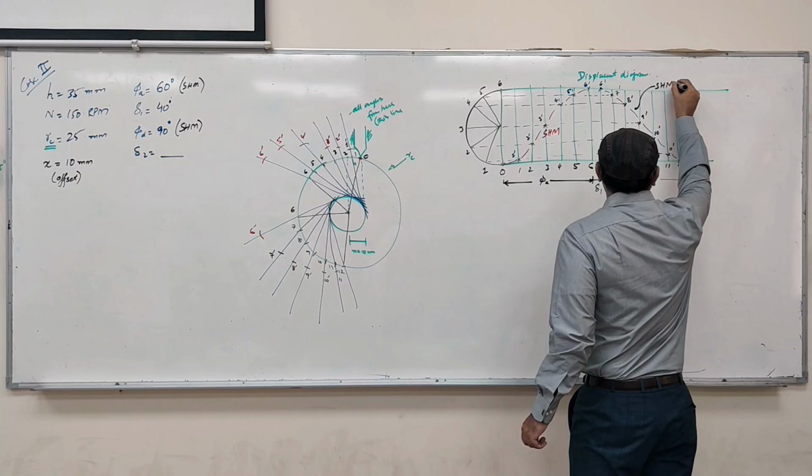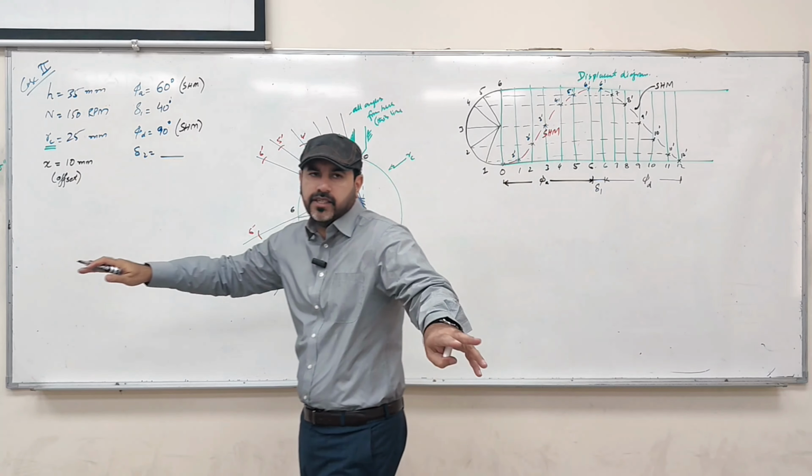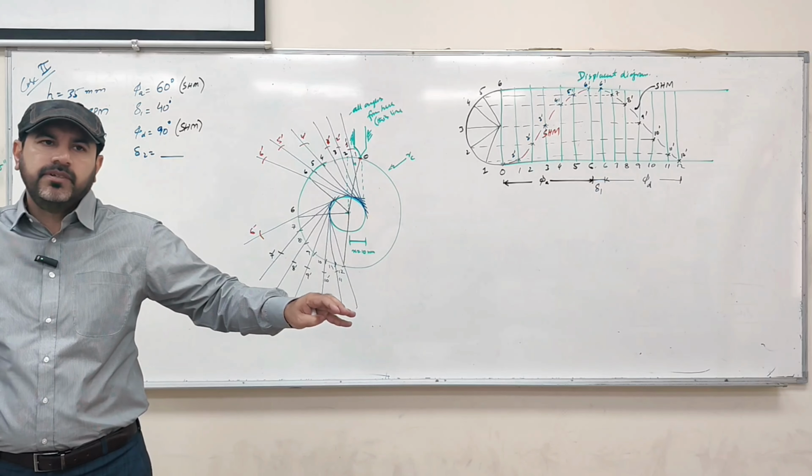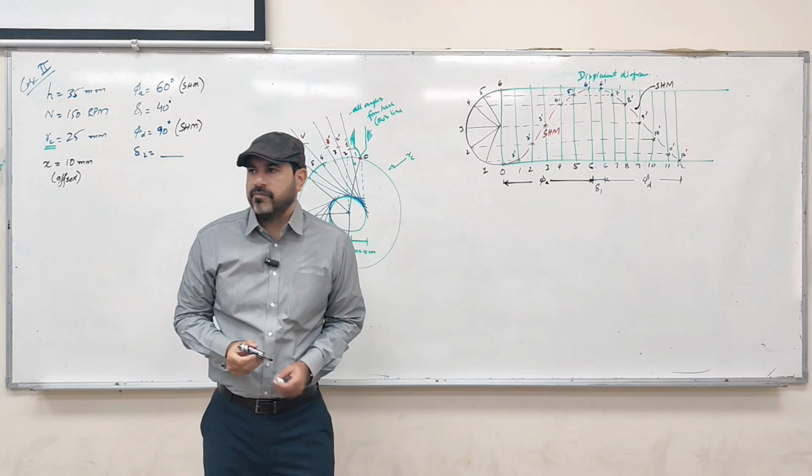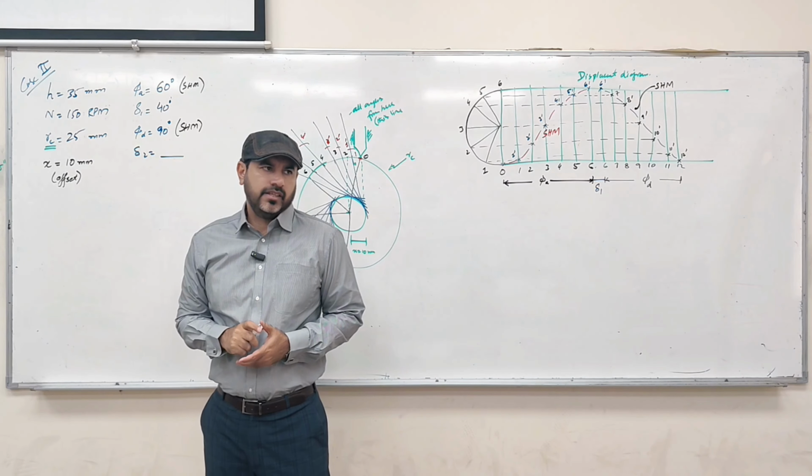This one is also simple harmonic motion. We are doing 2 possibilities only. There are multiple possibilities, constant acceleration and things like that. We are not doing all these cases, okay? So only 2 possibilities. One is simple harmonic motion, one is uniform velocity. In uniform velocity, we join the point 6 with point 12, we get a straight line. Okay?